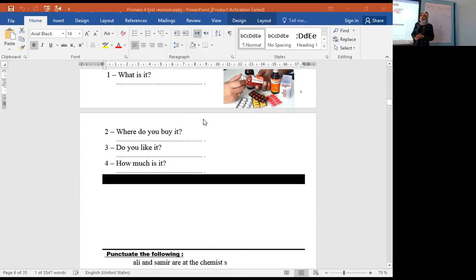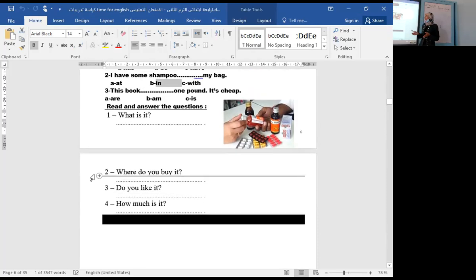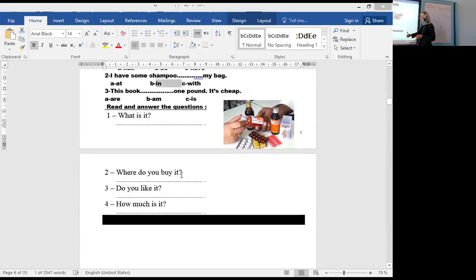Do you like it? For me, I do not like medicine. So I do not. Do you like it? No. And you can say whatever you like. How much is it? It's 10 pounds.